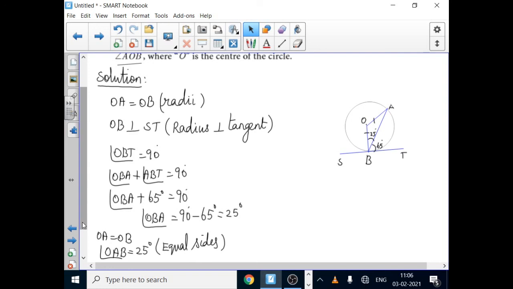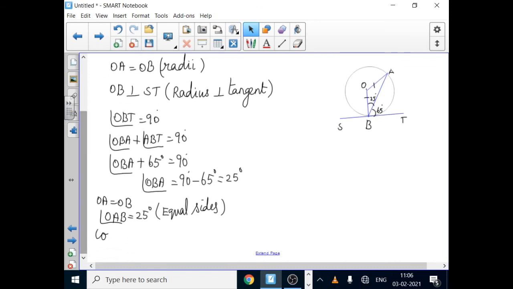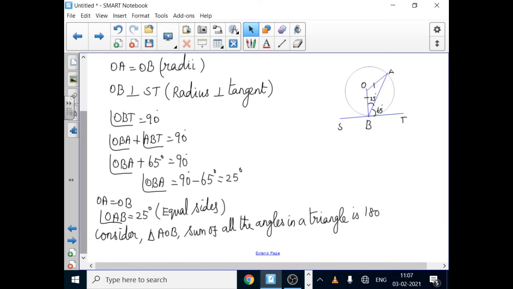Now take the triangle OAB. So in triangle AOB, sum of angles in a triangle is 180 degree. Sum of all the angles in a triangle is 180 degree. So we can use that concept.